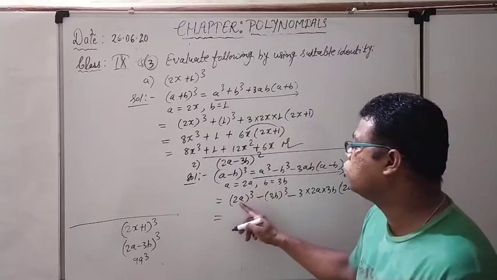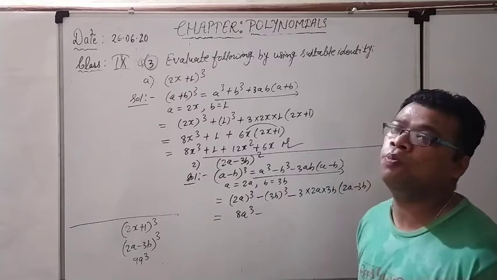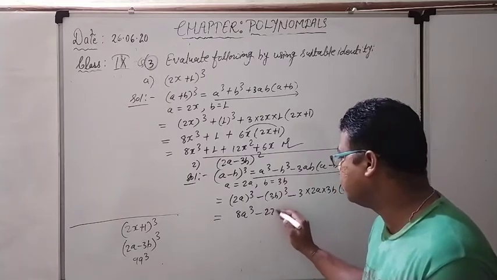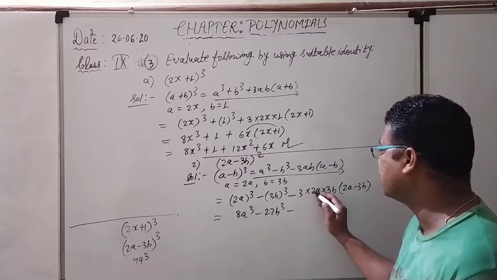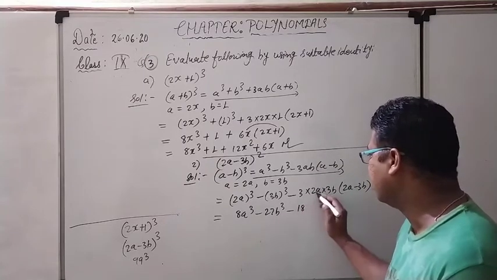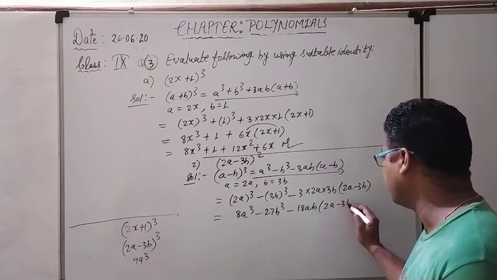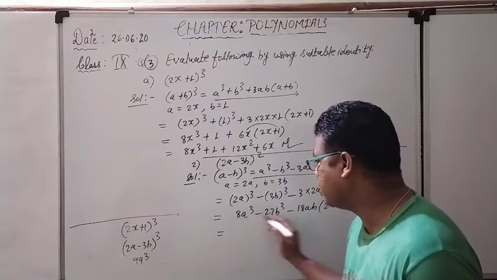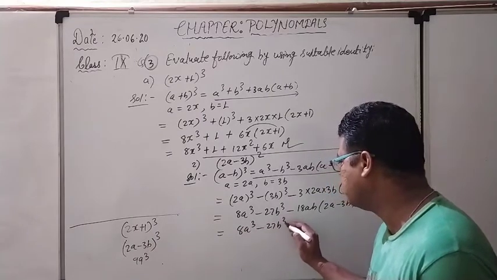(2a) whole cube means 2 into 2 into 2 means 8a cube. Minus (3b) whole cube means 3 into 3 into 3, 27b cube. Minus, multiply the digits first. 3 2s are 6, 6 3s are 18. ab means ab. Leave this particular thing for the last step. Right now the answer is going to come. No change is there. 8a cube minus 27b cube minus.